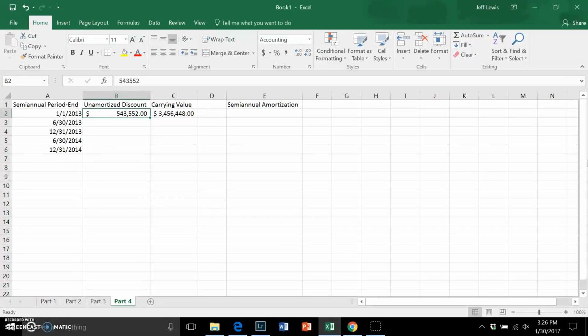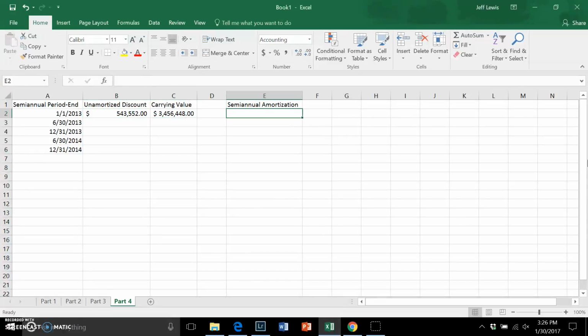So I've already filled in some of the values of the table. So I've got the carrying value, which is 3,456,448, and then you've got the unamortized discount, which is just the par, which is 4 million, which is given to us in the problem, minus what the bond was issued at, the discount, and that equals the discount.